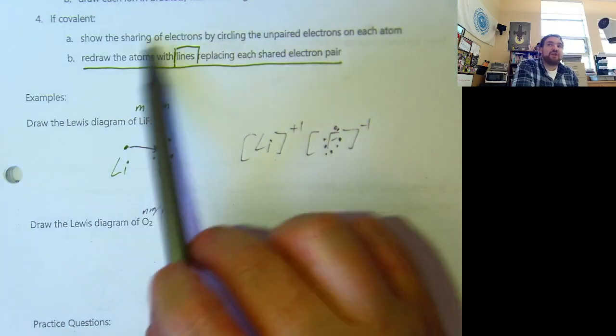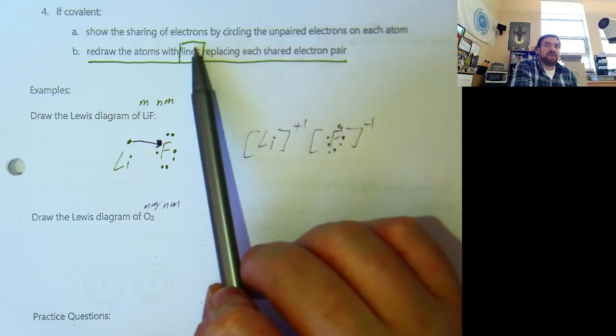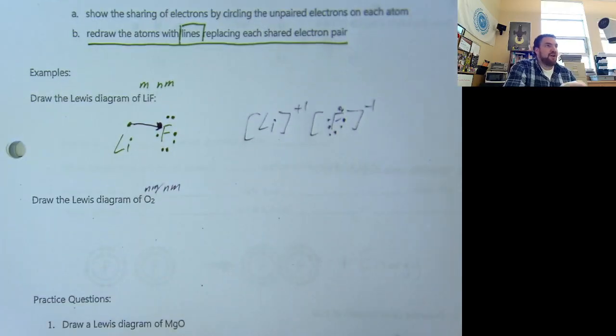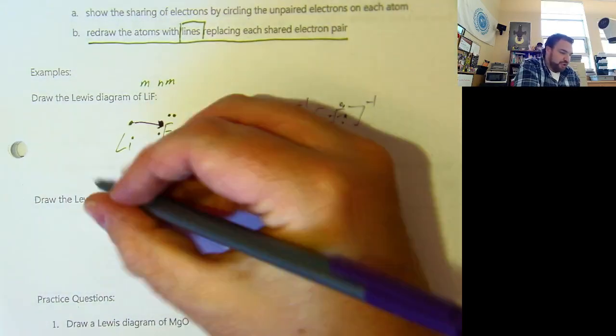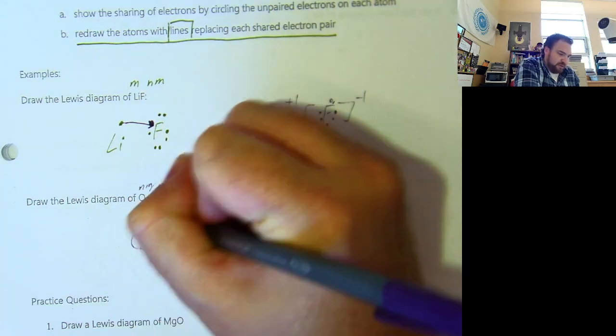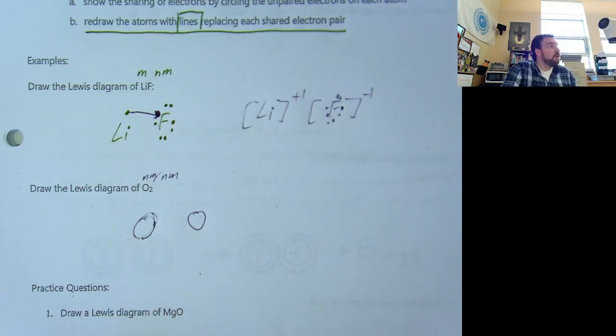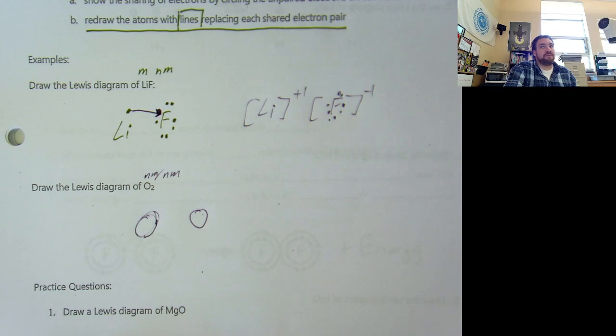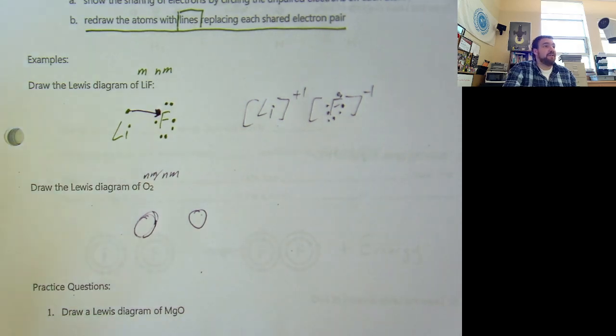And so this is the new one. This is where things are going to get a little bit weird. Because you've got a nonmetal, we want to draw them sharing. So let's draw our 2 oxygens. There's one O, there's another O. The symbol for oxygen is O. And the thing is in group 16. So it's going to have 6 valence electrons.